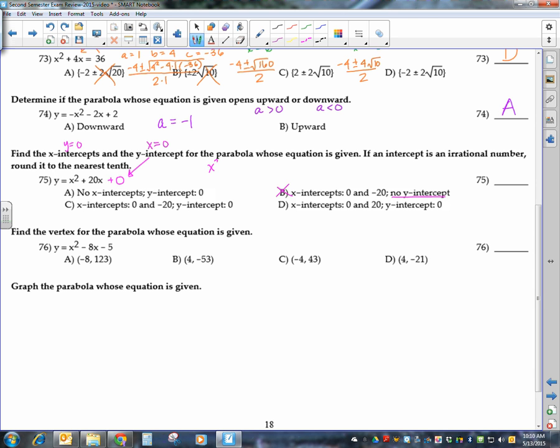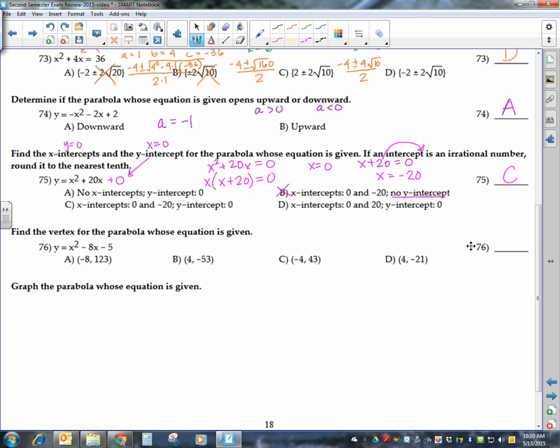So that means x squared plus 20x equals 0. And I'm trying to solve that for x. There's a common factor, x times x plus 20. So I set each factor equal to 0. x equals 0 or x plus 20 equals 0. And if I take 20 to the other side, I'm going to subtract, which means x is -20. So 0 and -20 gives me an answer of C.